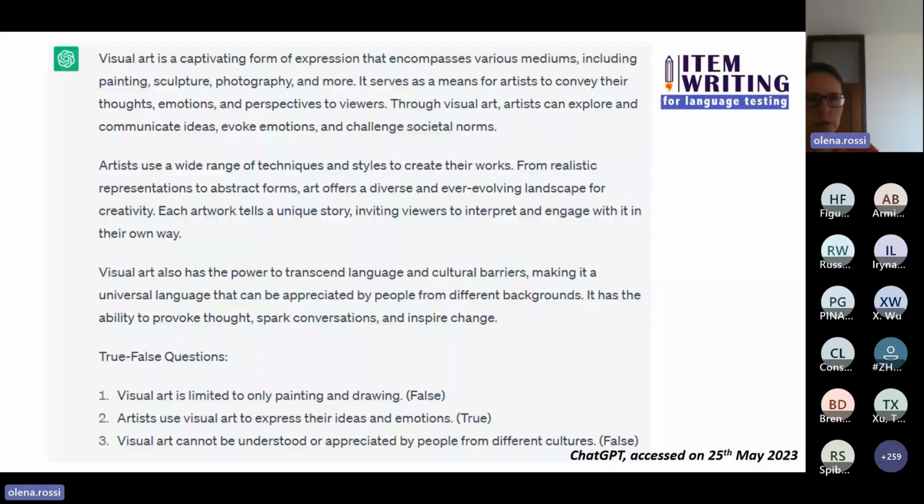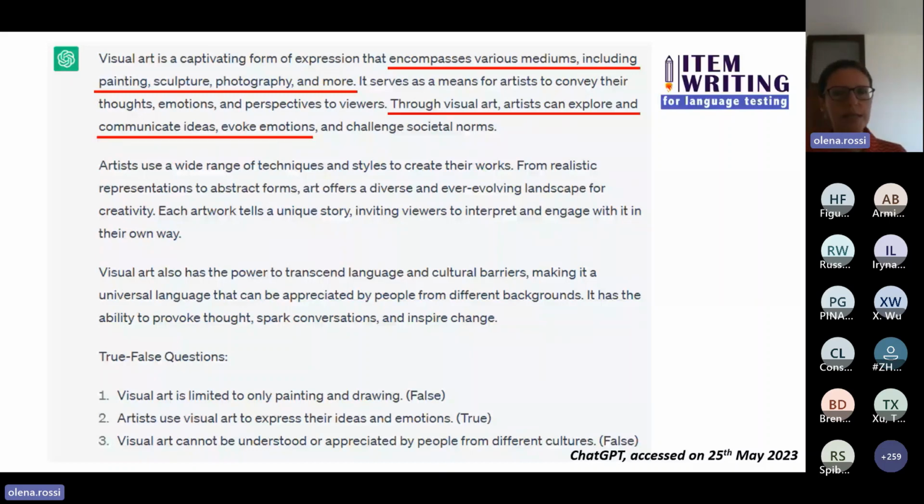You can see one example on the screen. So there is question 1, visual art is limited to only painting and drawing, and the answer can be found in that one sentence. Question 2, artists use visual art to express their ideas and emotions. Again, one sentence answer. And visual art cannot be understood or appreciated by people from different cultures. Again, we can find it in one line.